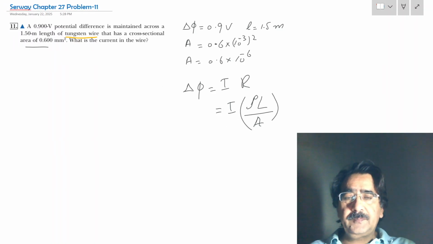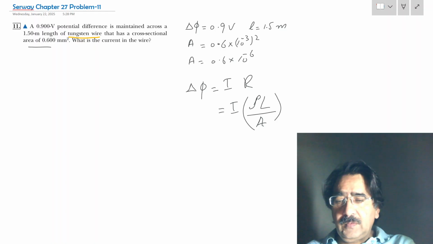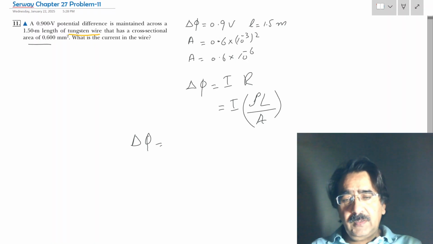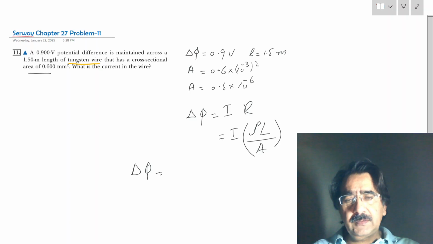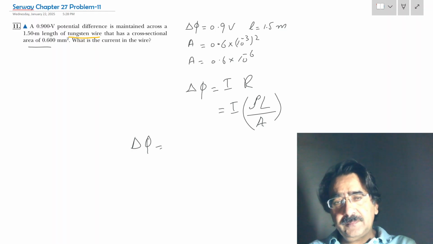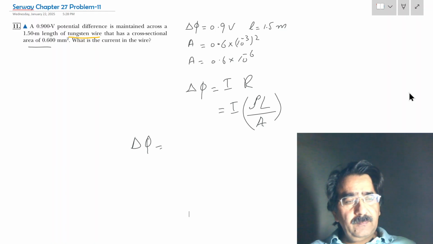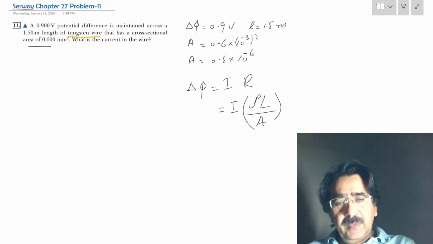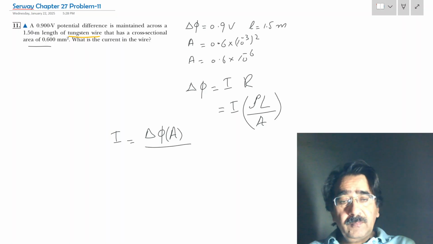So delta phi will be equal to I R. We have to find the I, and delta V is given. So we have to find I. That means I equals delta phi multiplied by A over rho and L.